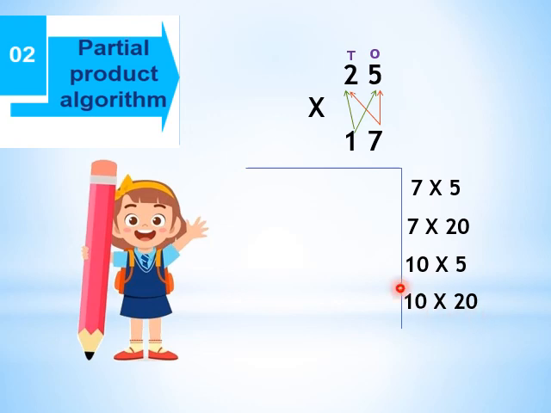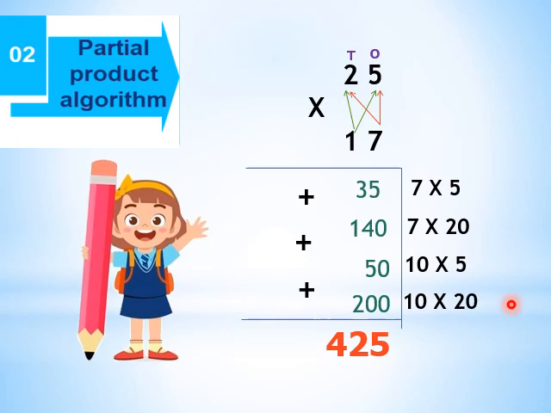Now it's time to get the partial products. 7 by 5 equals 35, 7 by 20 equals 140, 10 by 5 equals 50, and 10 by 20 equals 200. Now I will add them all together to get the product. It will equal 425. So in the partial product algorithm, remember, I will pick the zeros of each digit.